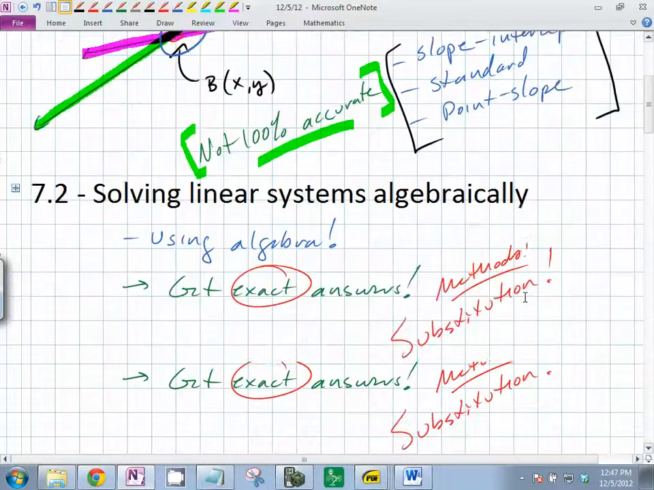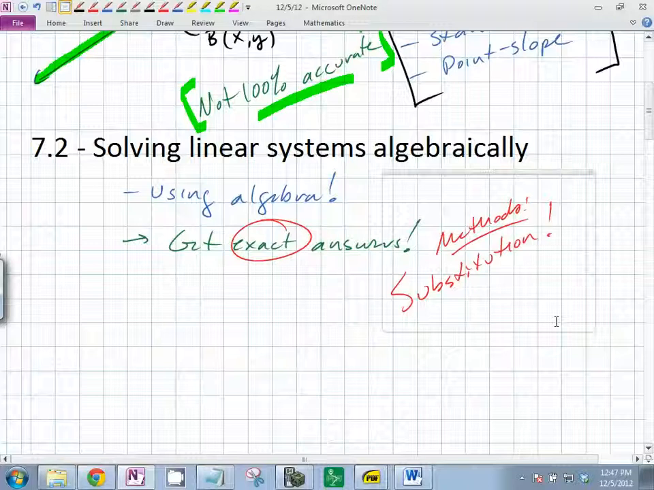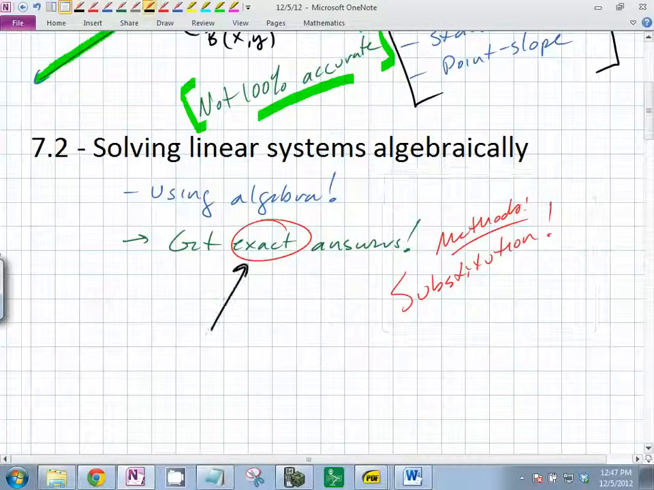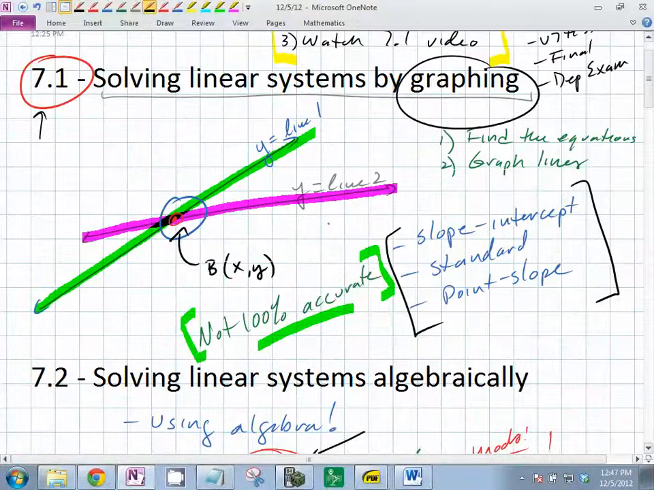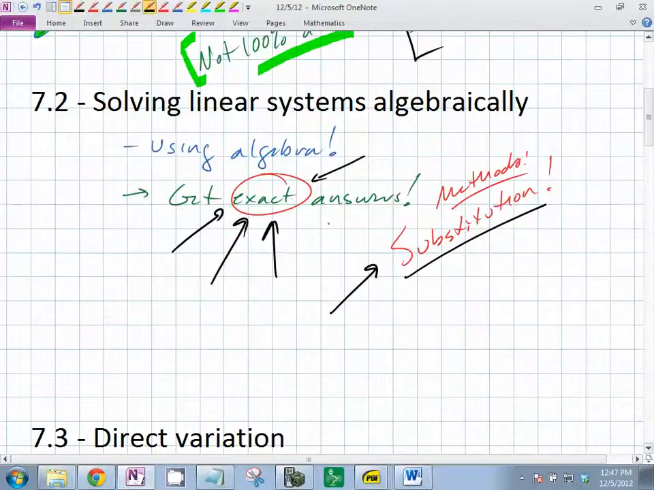The second topic we're going to look at in Unit 7 is solving linear systems with algebra. What's nice is that you get exact answers. If you do everything correctly, you get a perfect answer. The primary method we're going to be using is substitution, where we have multiple equations. We're going to isolate a variable and substitute. Again, this is exact, so in the future, it's probably going to be the one you're going to use most often because it's exact. Graphing you're going to do when you have no other means. Solving systems algebraically is what you're going to do when you can actually figure out the algebra.